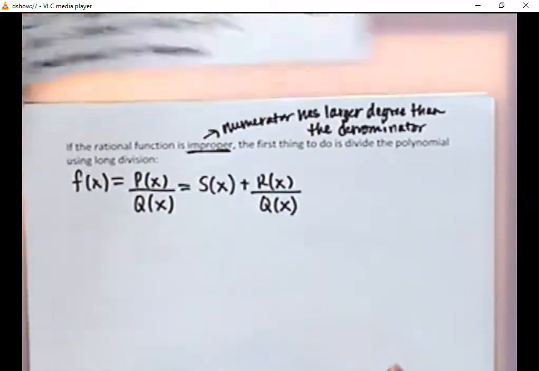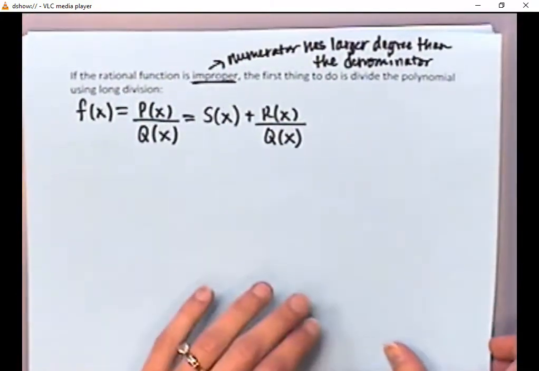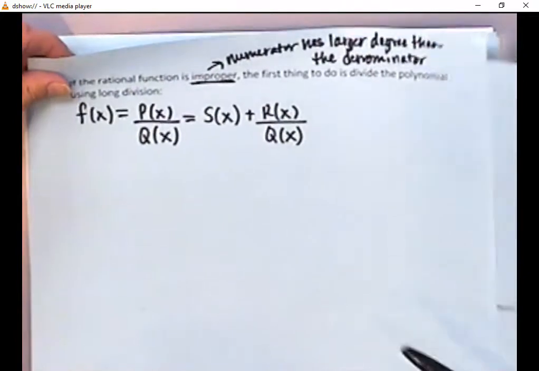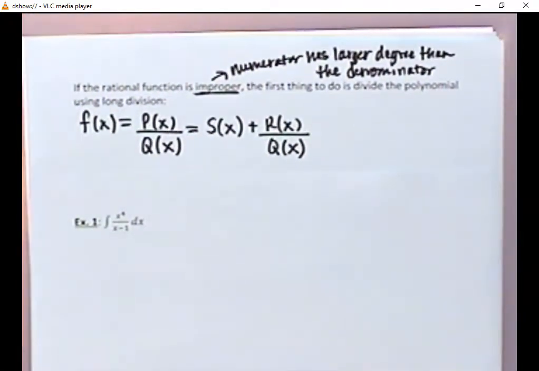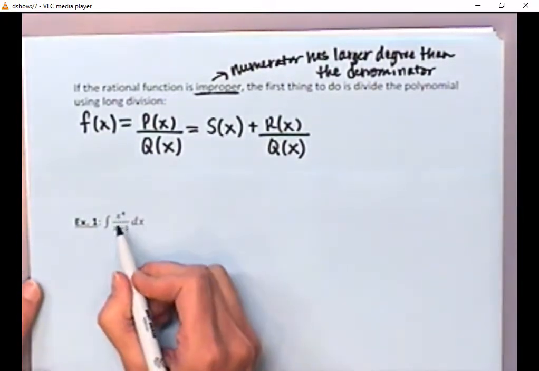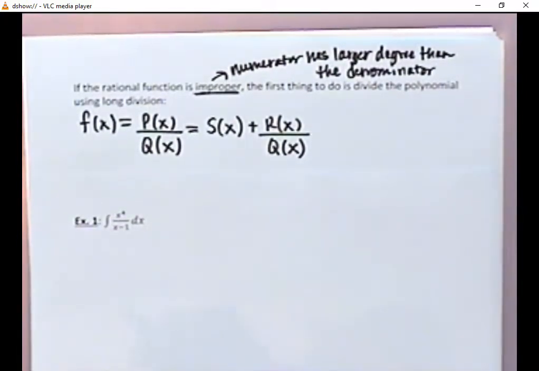So let me show you one like that. In this one we've got, it's the first one here with a rational function, the integral of x to the 4th over x minus 1. Okay. Now, some people here are tempted to split this up into two fractions. Can you do that on this one?